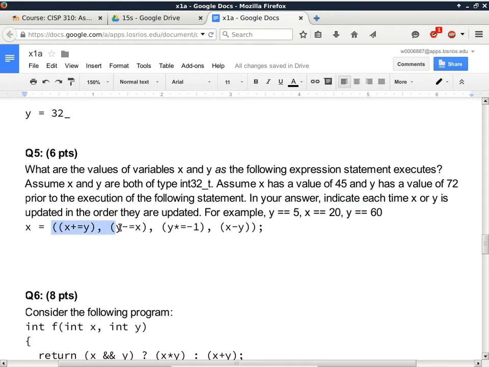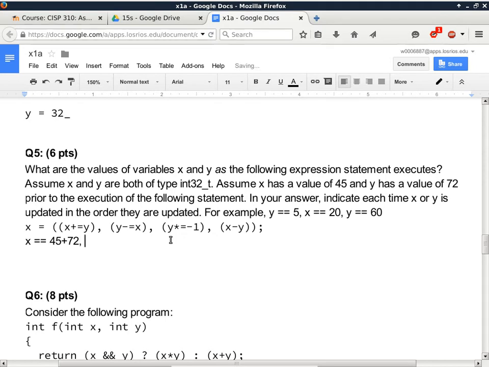Now, because this entire thing is just a really, really long comma-separated expression, we have to evaluate the sub-expressions from left to right sequentially, one after another. The first one is this one, okay? Now, since we already know x has a value of 45 and y has a value of 72, the first update is going to x, and x becomes whatever it has already, but we also have to add the value of y to it. Now, if you want to leave it the way it is like this, that's fine, not a problem, okay?